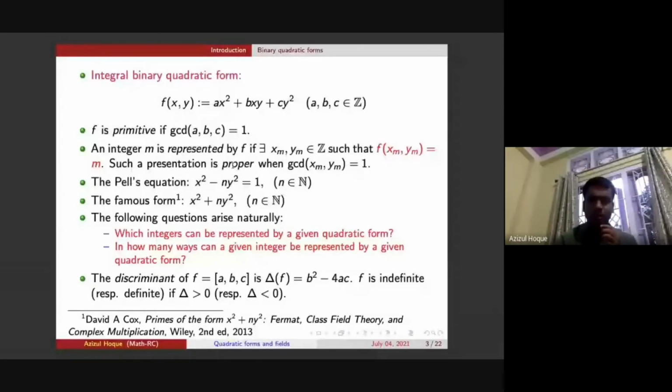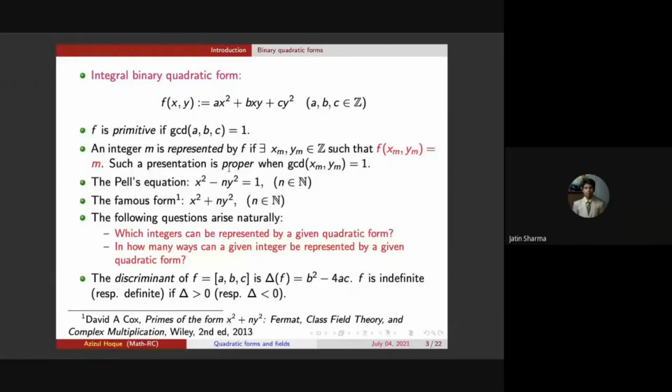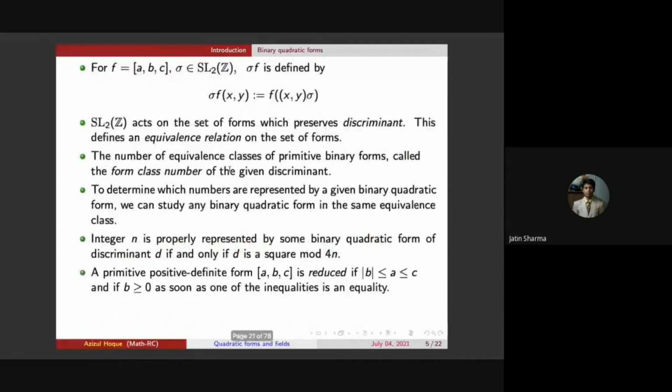No, sir. The previous one. Sorry, the fifth slide. What I'm basically asking is, what if n is a prime number? Then is there anything unique about those quadratic forms?